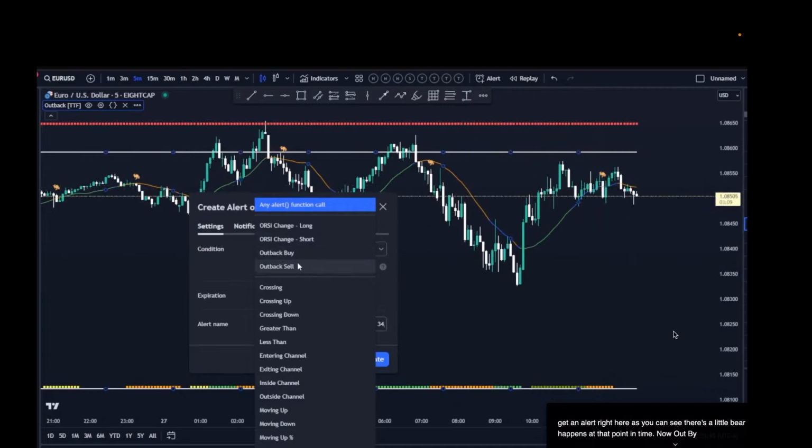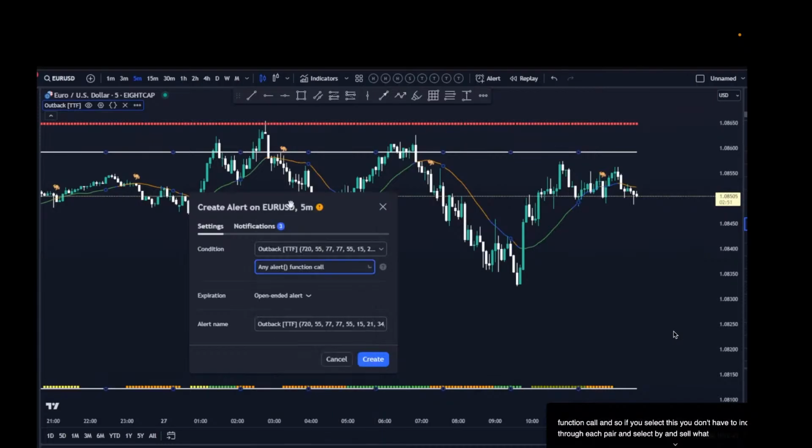Now, Outback buy and sell is as simple as this. If you put Outback sells, then you'll get an alert here, here, and here. Same thing for Outback buys. But the nice thing is this any alert function call. If you select this, you don't have to individually go through each pair and select buy and sell. This encompasses buy and sell together. So if you simply add this alert, then if you get an Outback buy or an Outback sell, it will simply cover both. And then as far as the alert name, I would change this because it's pretty lengthy.